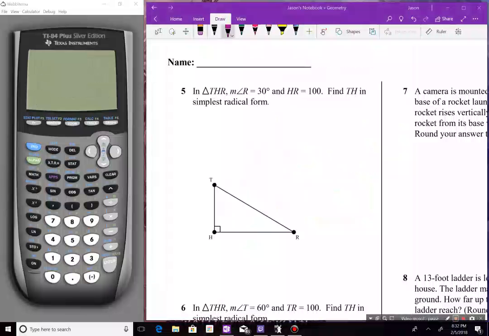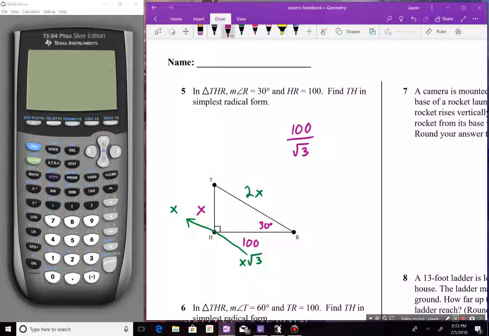Alright, so this next one deals with the same problem. We got R is 30 degrees, HR is 100 now. We want to find TH, so TH is now here. So if we follow the same rule, this would be our short leg x, this would be our long leg x square root 3, and then our hypotenuse is over here, but it doesn't really matter about that one. So we need to go from x square root 3 to x, so the way you undo multiplication is divide. So we're going to take 100 and divide by the square root of 3.